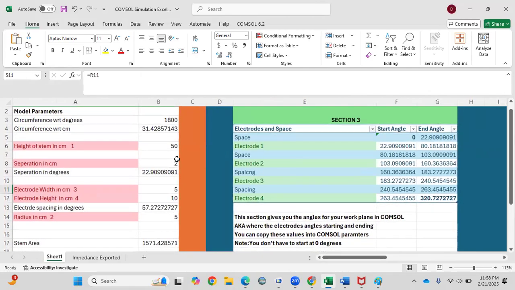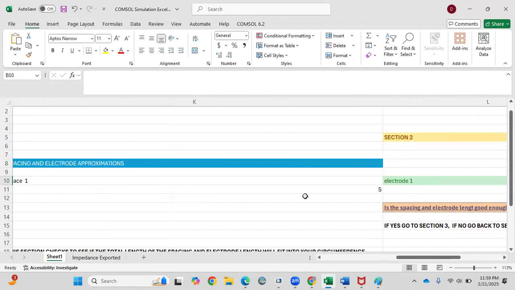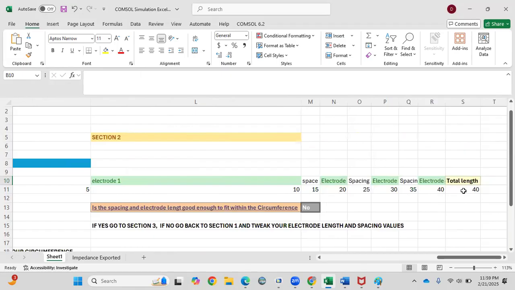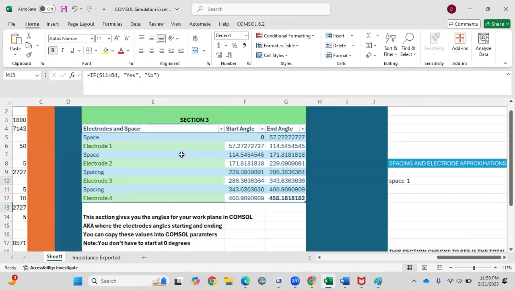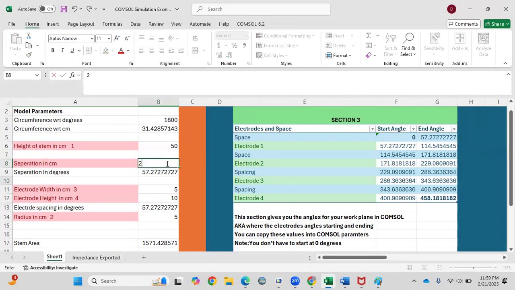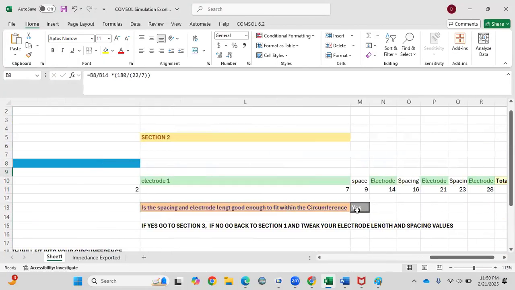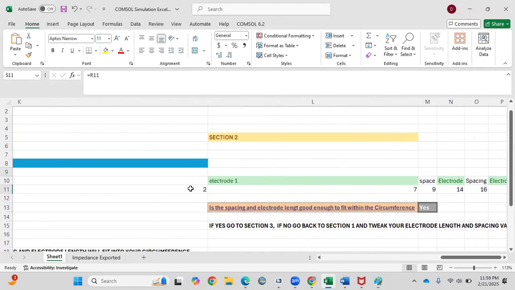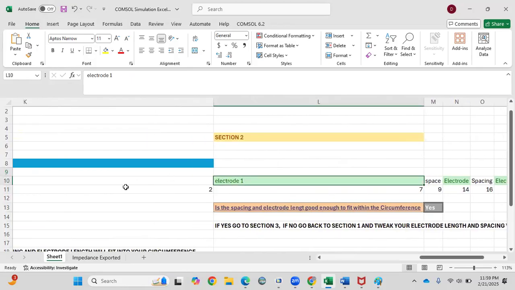So let's say we were to increase the separation to 5. So if you increase the separation to 5, your total distance will be more than your circumference. So we know you can't use that spacing because you'll go over. So let's go back to what we had. And once it runs, yes, so you're good. So remember what this means.